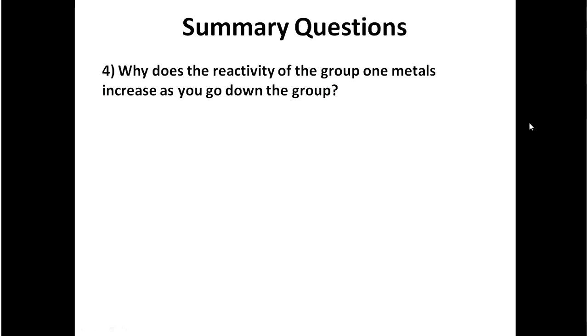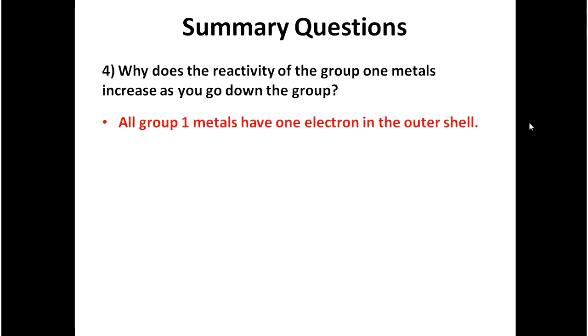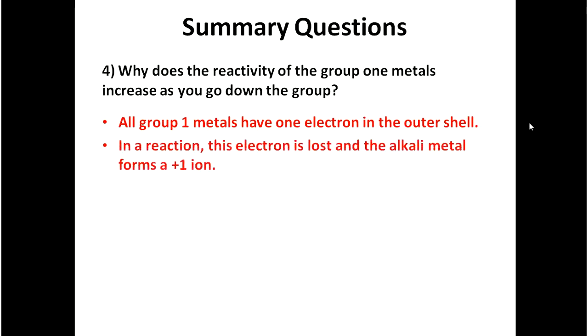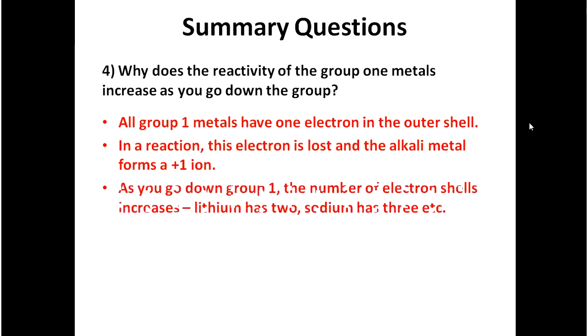Question 4. Why does the reactivity of group 1 metals increase as you go down the group? This is a very good question and is an exam type question, so make sure you understand the chemistry. Now let's go over the answer. All group 1 metals have 1 electron in the outer shell. In a reaction, this electron is lost and the alkali metal forms a +1 ion.